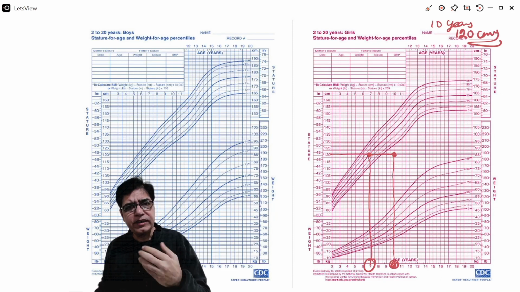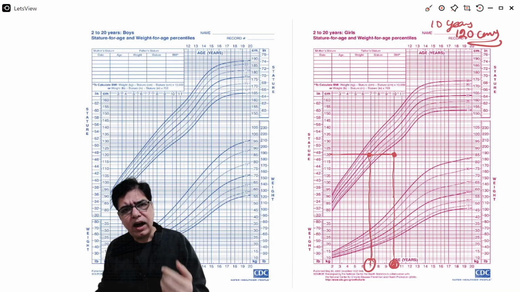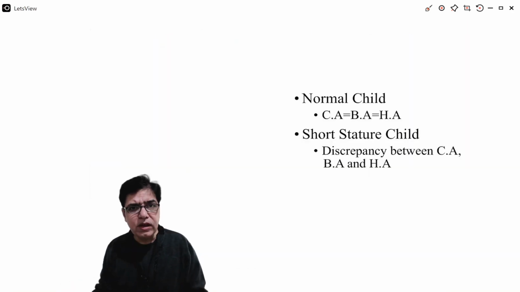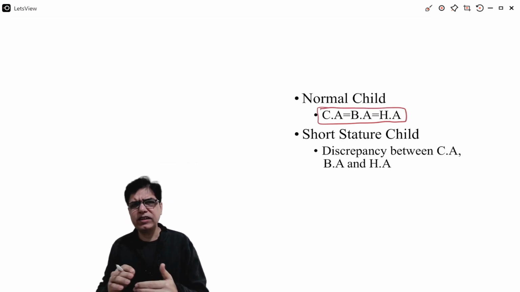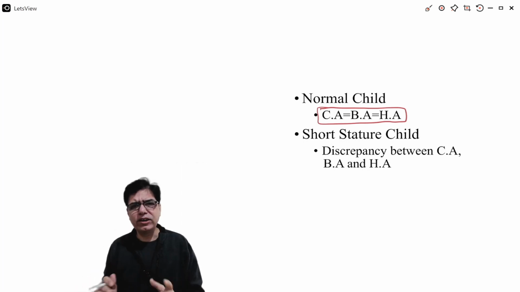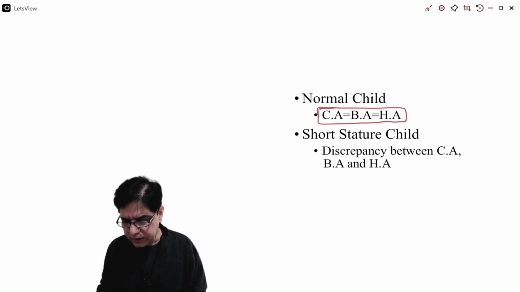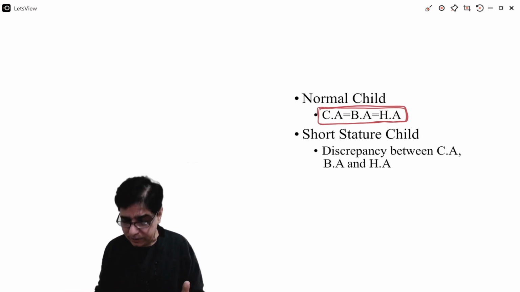So after it has been clarified how you calculate the chronological age, the bone age, and the height age, let's move forward and see how we interpret these three terms. Now remember, in a normal child, a child who has got normal stature, your chronological age would be equal to bone age, which would be equal to height age. There might be a little bit of difference, up to 6 months. If you find it, that is absolutely normal. So by and large, in most cases, if the chronological age is near to the bone age, which is near to the height age, that is an absolutely normal stature child. So there is no problem over here.